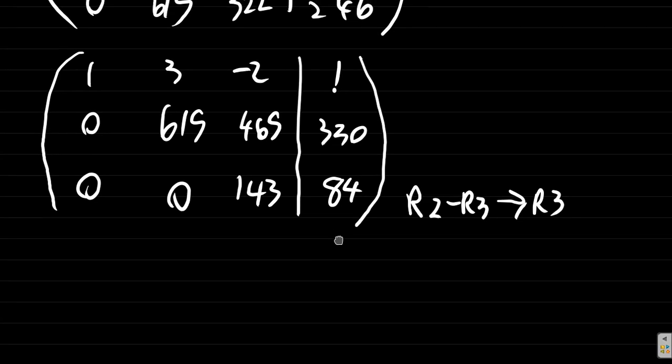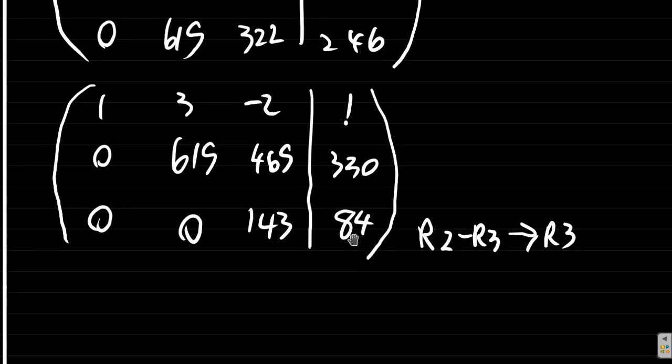Nice. Now we have the equation the way we want it. Alright? Even though we have some big numbers here in row 2.